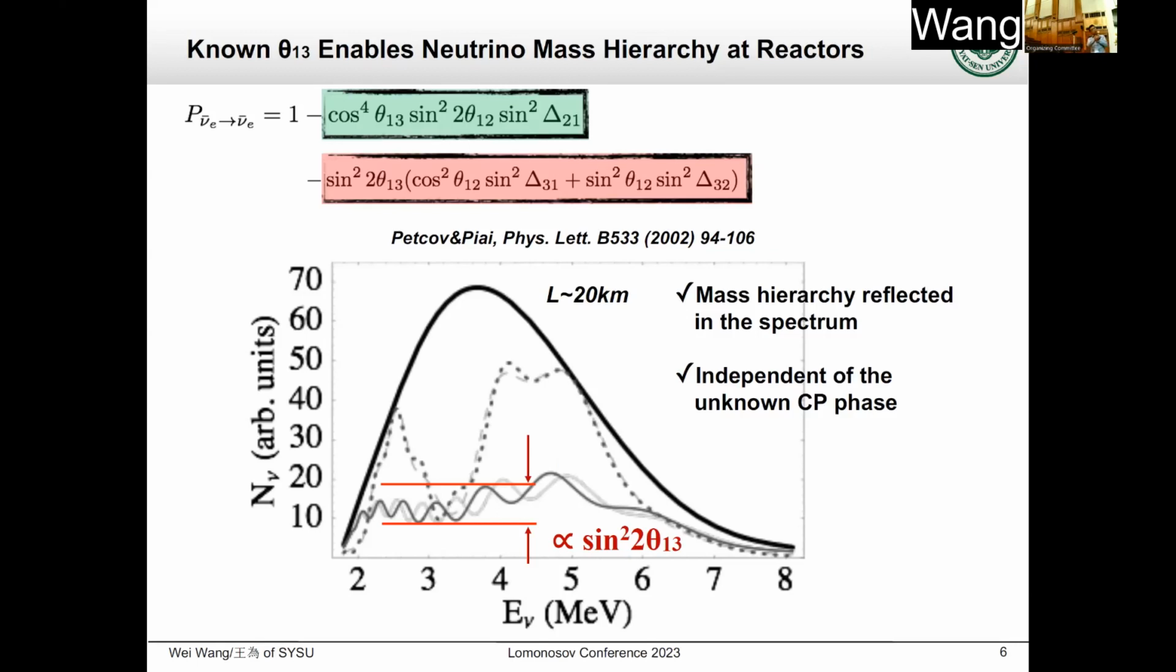So you can see, if the neutrinos follow the inverted mass hierarchy, it will be the light green line behind this. The two oscillations, the solar oscillation and the atmospheric oscillation, coexist on the same energy spectrum. But if it's the normal mass hierarchy or normal mass ordering, it will be this front solid line. So there's a small shift between two different mass orderings.